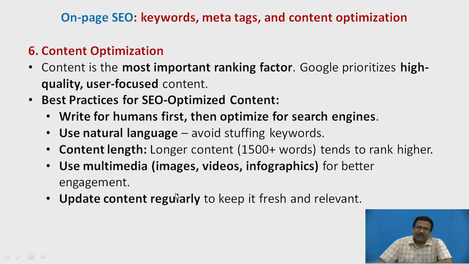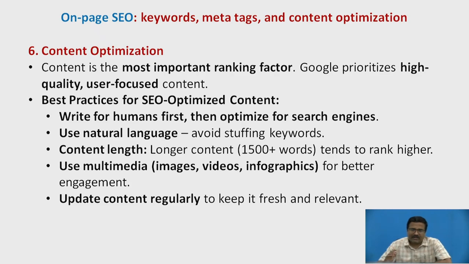Then the sixth is content optimization. Content is the actual writing material that you are including in the web page. Obviously the content, that means the text that the user is reading, must be high quality and user focused. If you are talking about on page SEO, then you should be sticking to the on page topic, and the best practices for SEO optimization content are: write for humans first, then optimize for the search engine. So it should be human readable first, understandable by the human, and then you try optimizing for the search engine.